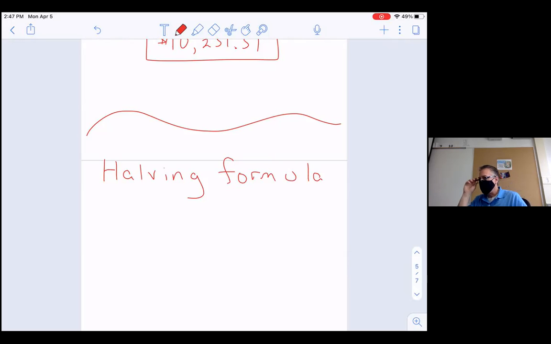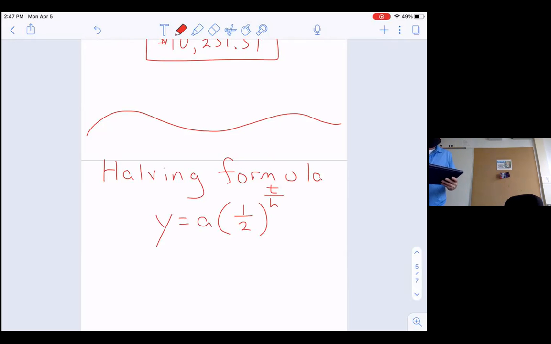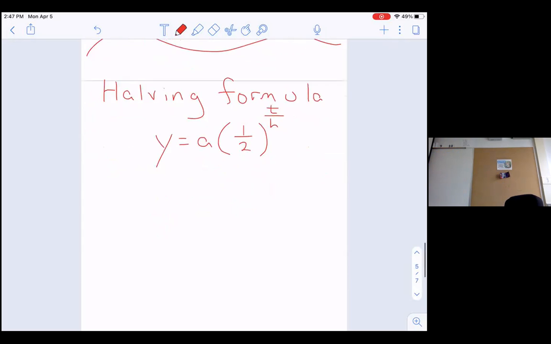And it's essentially the exact same formula, but it's not going to look the same necessarily. So the halving formula is y equals a times 1/2 to the t over h. And a lot of those things mean the same thing that they did before. Y is still the final amount. A is the initial amount.